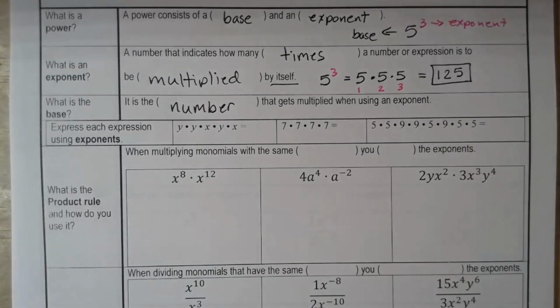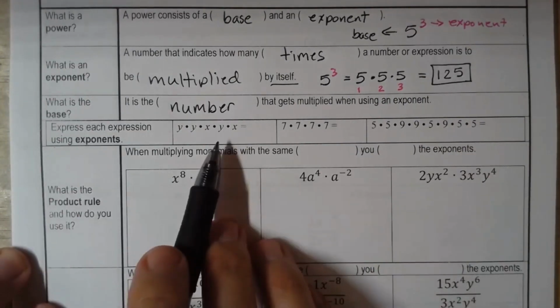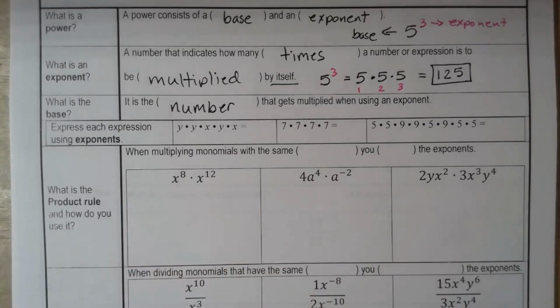Now with all that being said, I think we're ready to actually express expressions using exponents. So we're basically going to create an exponent. We're not trying to solve it. What we're trying to do is just create an exponent based off of what we see occurring. So I'm going to do the first one, so follow along.